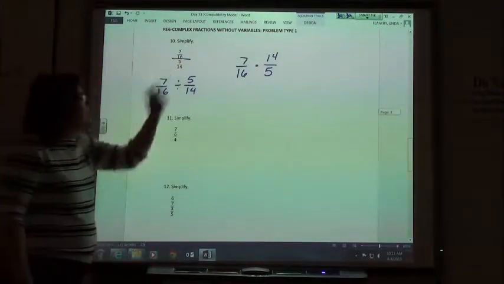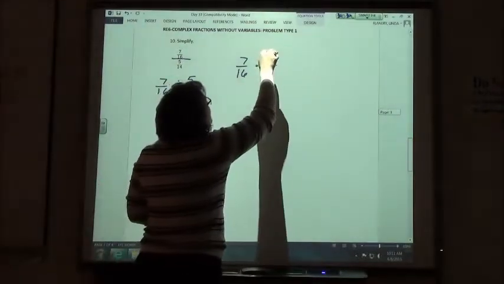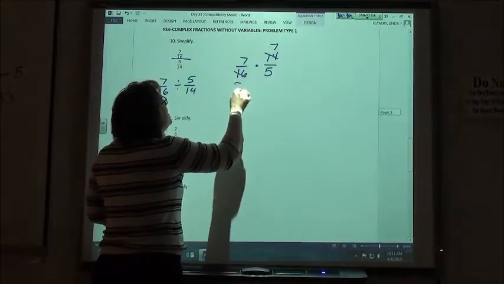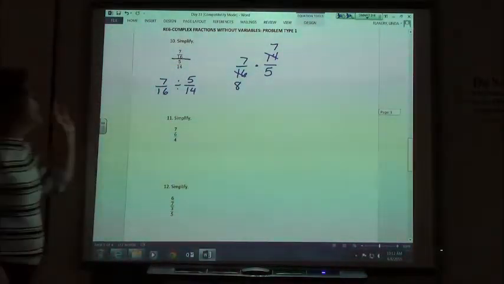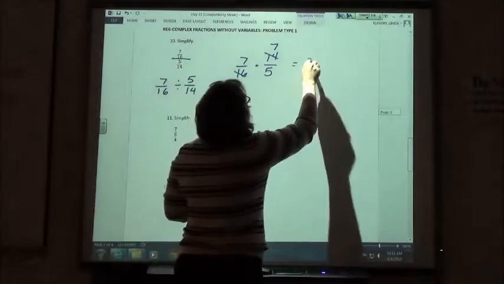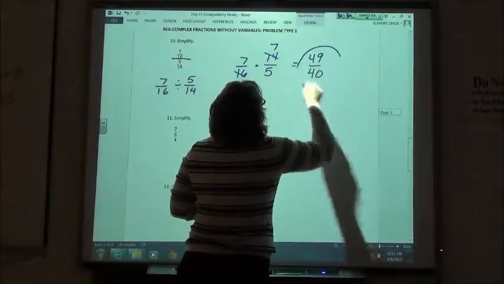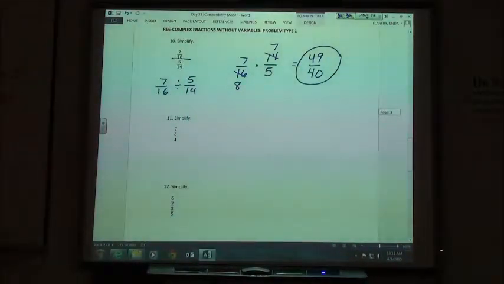I can't reduce the 7 and the 5, but I can reduce the 14 with the 16 because they're both divisible by 2. 2 goes into 14 7 times, 2 goes into 16 8 times. And then we multiply. 7 times 7 is 49, 8 times 5 is 40. They're just going to have you leave the improper fraction. If you use your calculator, you'll get the mixed number, and you'll have to change it to an improper fraction, because on Alex, they don't want you to put the mixed number in.